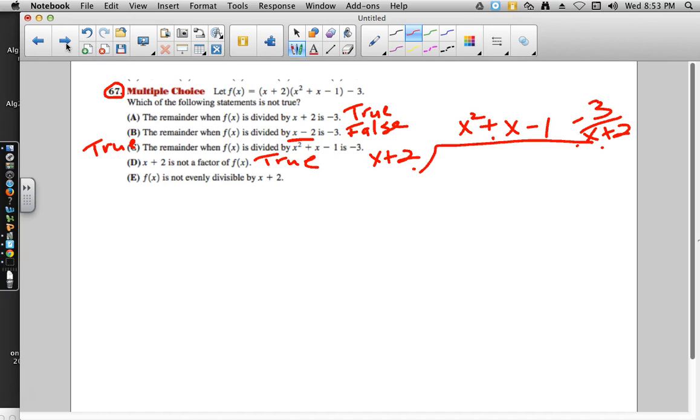And then E says f of x is not evenly divisible by x plus 2. Again, we had a remainder. That is absolutely true. It is not evenly divisible. So it definitely is, in any situation, best answer or not, B is the statement that is not true.